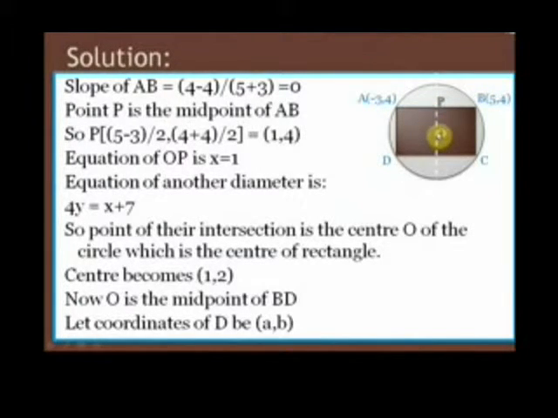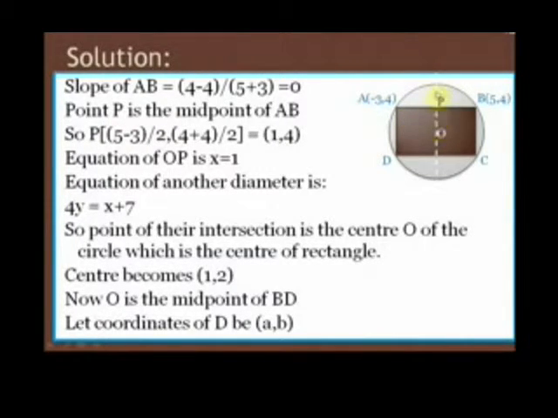Now if I draw a perpendicular from O to P, then it actually bisects this segment AB. So P is the midpoint of AB. Therefore we can easily find its coordinates. P becomes 5 minus 3 by 2, 4 plus 4 divided by 2, or the coordinates of P are 1, 4.